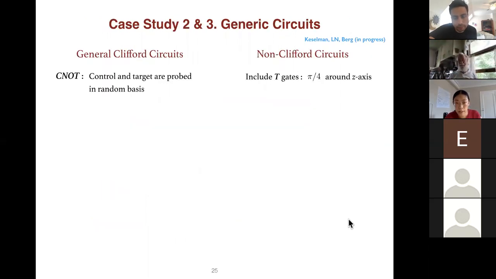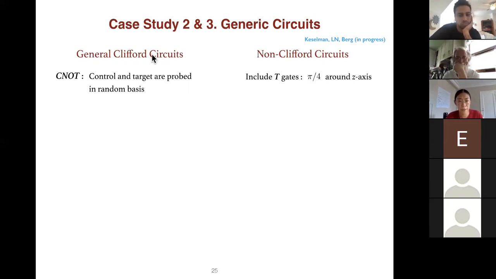Okay, so next I would like to quickly mention a more generalized case. What we have been discussing is this carefully designed special Clifford gates with only swap and CNOT, but I would like to show you that our conjecture also holds in more generic cases. The generic circuits we consider include general Clifford circuits and even more general non-Clifford circuits.